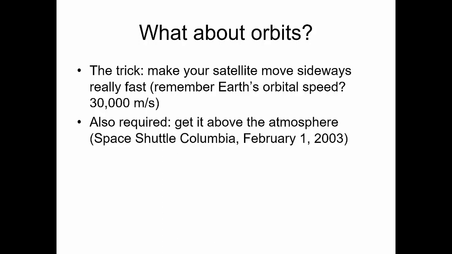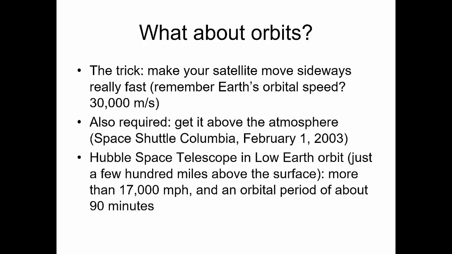So if you're going to be going fast enough to orbit, you have to get above the atmosphere. The Hubble Space Telescope, which is in low Earth orbit, 350 miles up or so, is going more than 17,000 miles an hour, and it has an orbital period of about 90 minutes. So what you have to do is first get above the Earth's atmosphere and then start tipping your rocket over sideways and get it going really fast so it stays up there. If it's not going fast enough, it'll spiral down into the atmosphere and burn up. So that's what you have to do. But the Hubble Space Telescope, 90-minute orbit.